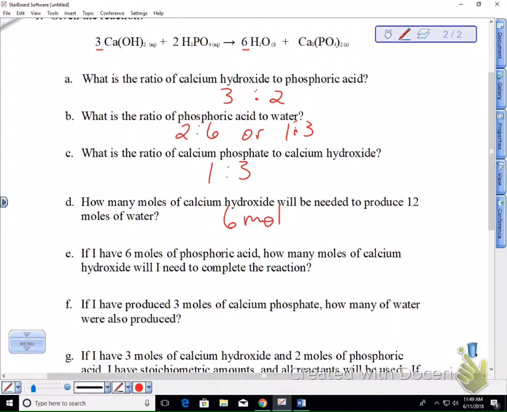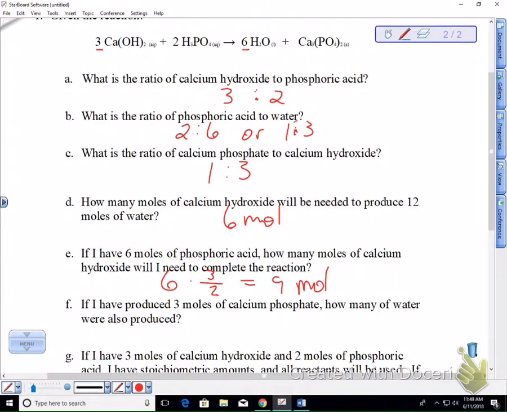Okay, so really what you're doing here is you're thinking, if I have 6, and then I'm going to utilize a 3-to-2 ratio, that means that I'm going to need 9 moles of the calcium hydroxide. In part F, if I have produced 3 moles of calcium phosphate, how many of water were also produced?